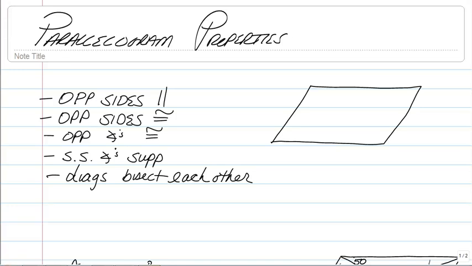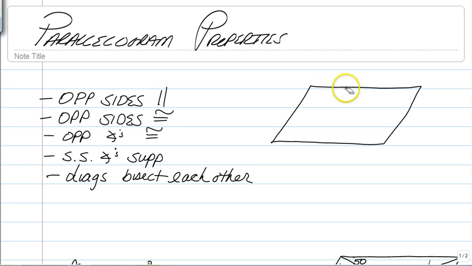It's time to talk about some parallelogram properties. So, what we're going to do here is first talk about the 5 main properties of a parallelogram. A parallelogram is a quadrilateral. By definition, its opposite sides are parallel.